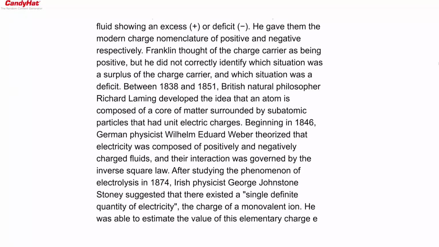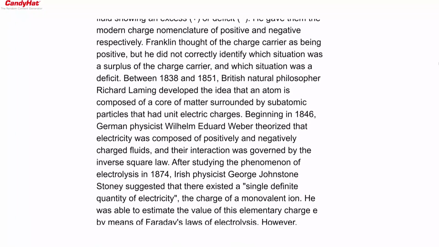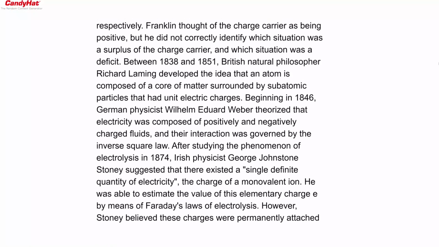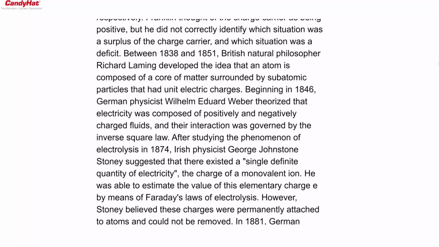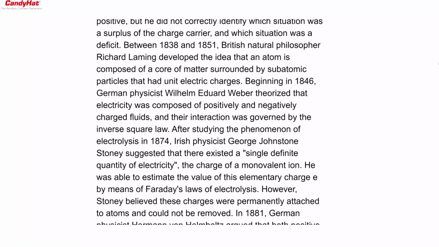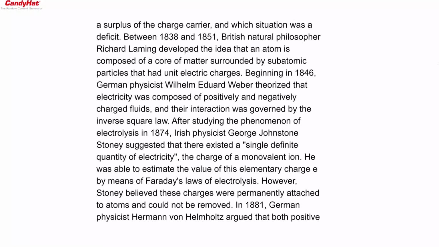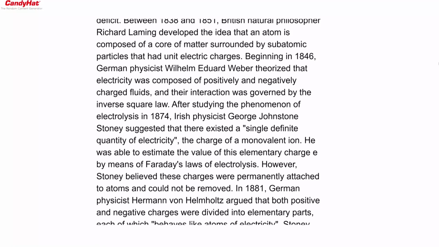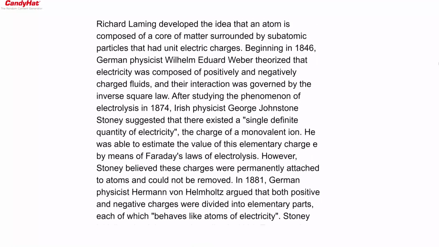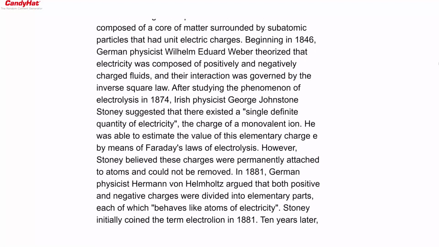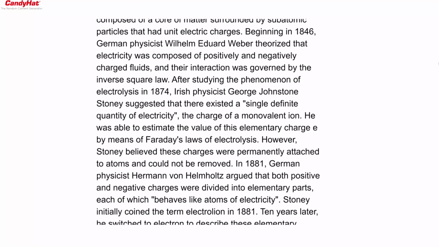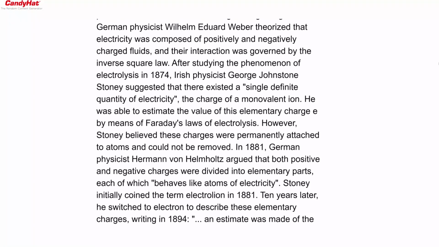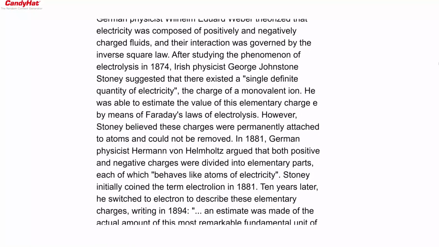After studying the phenomenon of electrolysis in 1874, Irish physicist George Johnstone Stoney suggested that there existed a single definite quantity of electricity, the charge of a monovalent ion. He was able to estimate the value of this elementary charge e by means of Faraday's laws of electrolysis. However, Stoney believed these charges were permanently attached to atoms and could not be removed. In 1881, German physicist Hermann von Helmholtz argued that both positive and negative charges were divided into elementary parts, each of which behaves like atoms of electricity.